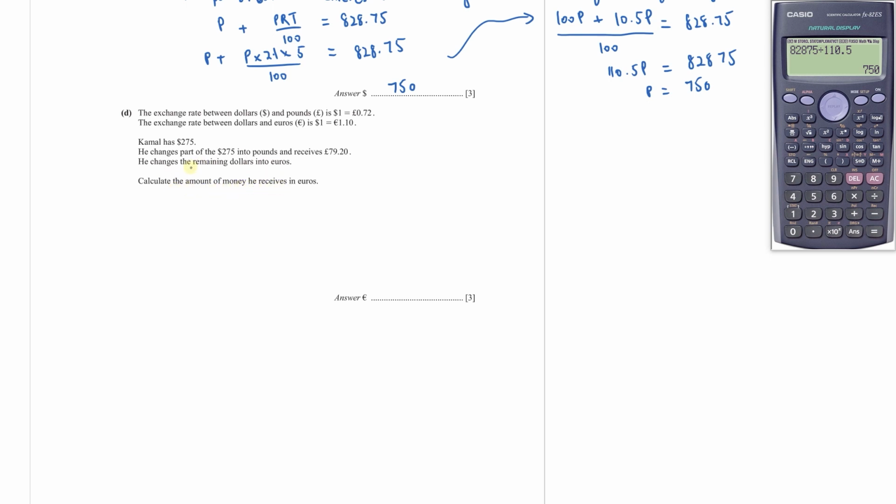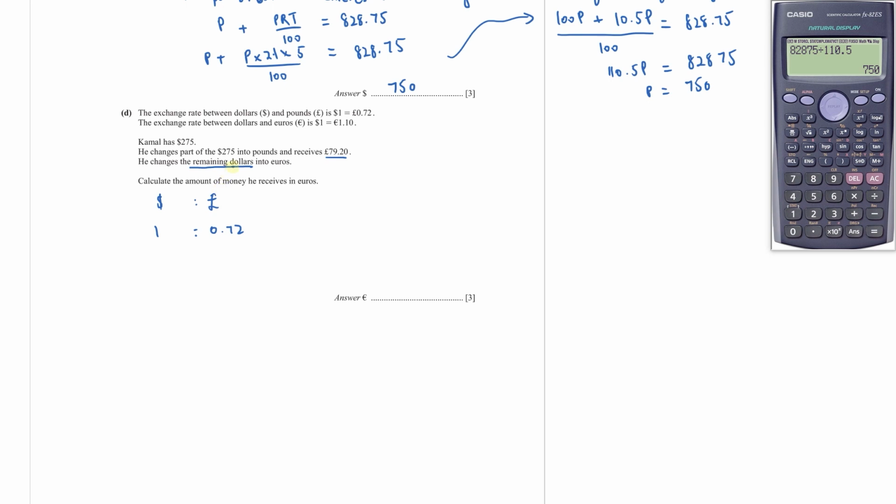So first we need to find the remaining dollars. So he converts part of $275 into pounds and receives 79.20 pounds. So if I have the ratio of dollar to pound, I have $1 is 0.72 pounds here. So let me put a ratio sign here.